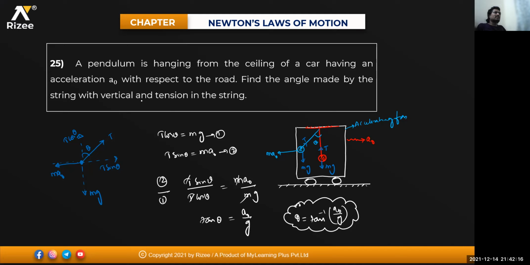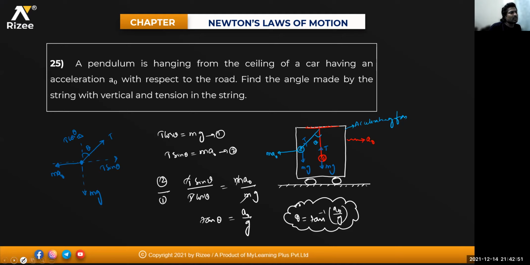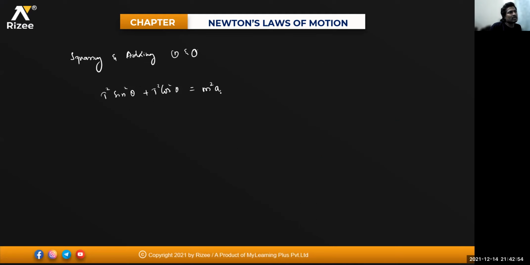Find the angle made by the string with the vertical and also the tension in the string. So tension in the string, see how do you get it? So this is your tension T. If I resolve this tension T, T sin theta is balancing this one. Squaring and adding equations 1 and 2, this one is T square sin square theta plus T square cos square theta is equal to, T sin theta is m into a naught, and this will become m square into a naught square plus m square into g square.